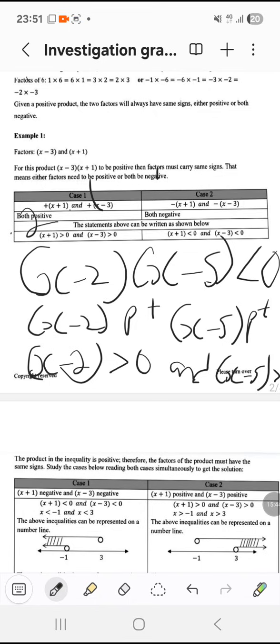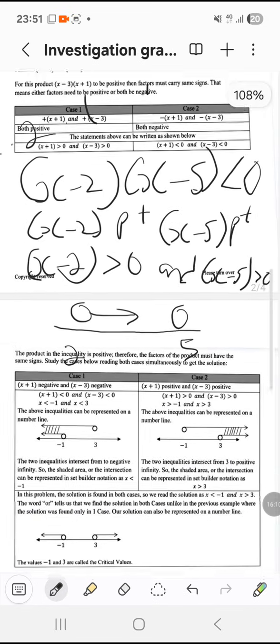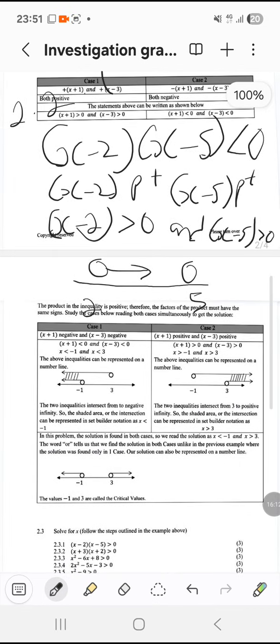Now, our number line is going to be, okay, let's draw our number line. We have 5, we have 2. Now, this one pointing to that direction, this one pointing, let me check, following the example, where's the example?